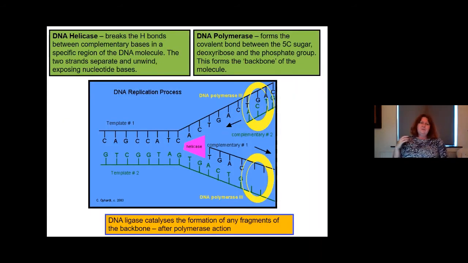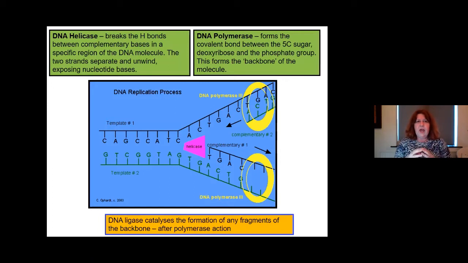So moving on then. The helicase will break the hydrogen bonds between the complementary bases in a specific region of the DNA molecule, and the 2 strands will separate and unwind, and the nucleotide bases are exposed. Now, what you can see there, they're shown in different colours just for ease of explanation. You can see that we've got the template, they've called them both the template, but they're in different colours just so you can see how the bases will form together in a complementary fashion.